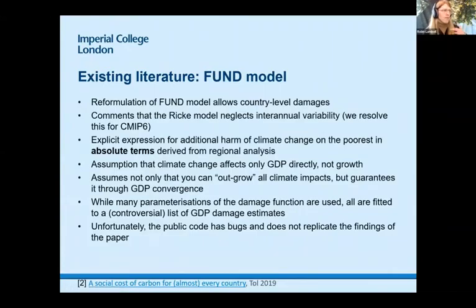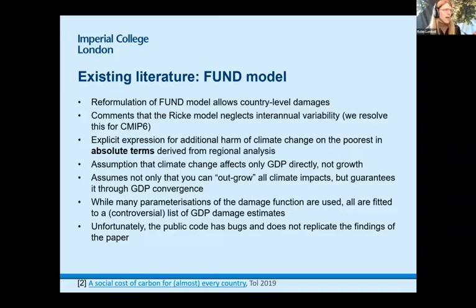This paper received a sort of feedback article from Toll, which was basically a reformulation of the FUND model, commenting that the RICE paper ignores interannual variability. He pointed out a bug in the paper, which has been corrected. He also suggested his own rival model, which used explicit expressions for harm based on the harm of climate change to the poorest in absolute terms. This means that you can outgrow climate change, which I think a lot of economists would disagree with, but it's his assumption.